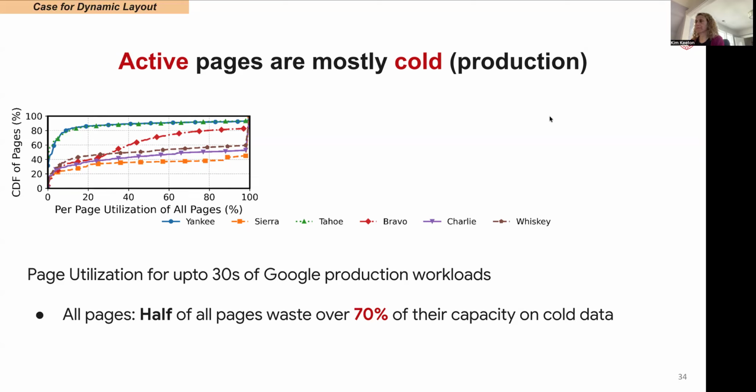So on the same x-axis, it's per page utilization of all pages. And on the y-axis, this is the CDF of pages, right? And you can see a lot of these pages seem to have 70% of their page capacity with just cold capacity again. So some of these lines are essentially SQL databases which seem to be doing somewhat better, but some serving instances seem to be doing pretty badly, right?